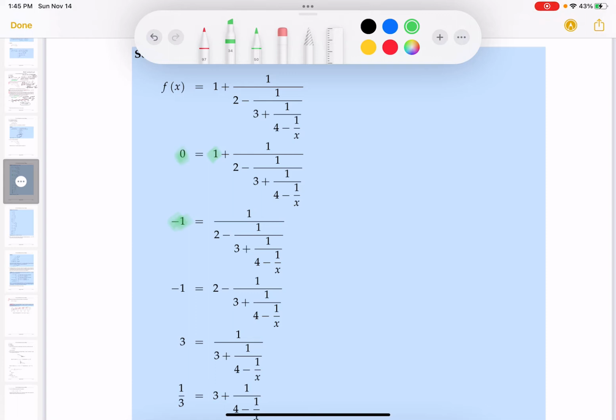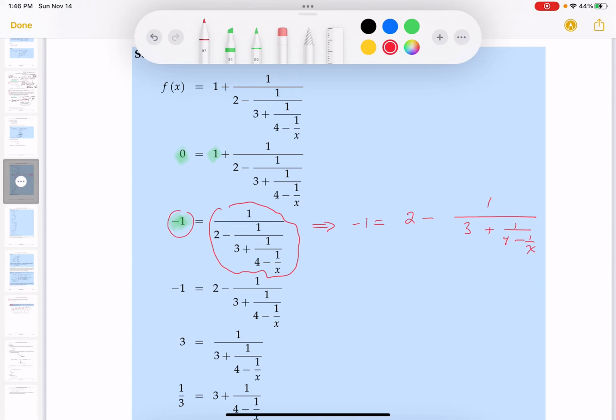I'm looking at these 2 sides here, and I'm trying to make it easier on myself. What I did was take the reciprocal of each side. So what's the reciprocal of -1? It would be -1. And what's the reciprocal of the other side? It couldn't get easier. It's going to be 2 minus 1 over 3, reciprocal down, plus 1 over 4 minus 1 over x.